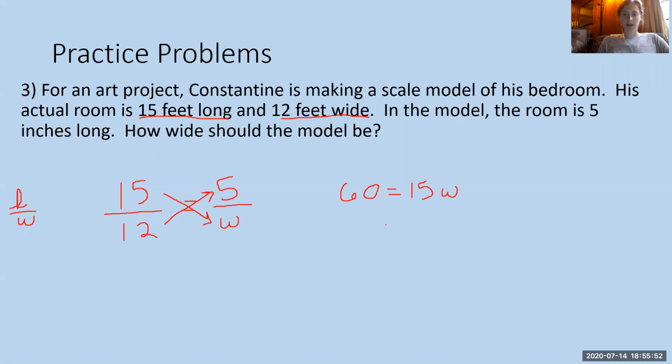So we cross multiplied, and now we're going to divide. We know that W is going to be 60 divided by 15. You might know that off the top of your head. You might know that 15 times 4 is 60, but if you don't, you can go ahead, do the division or use a calculator. And so we find that the missing width there is 4. So if his actual room is 15 feet long and 12 feet wide, then the model, if it's 5 inches long, should be 4 inches wide.